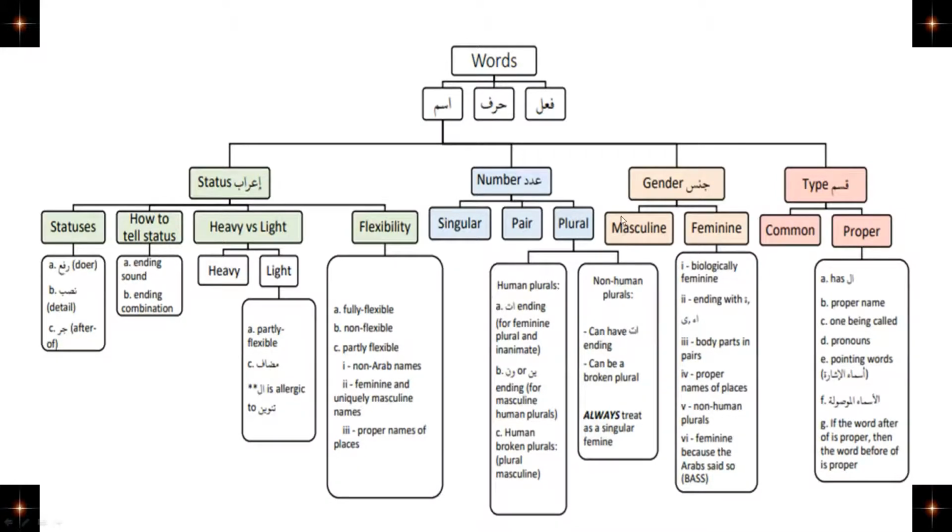And we said by default, all isms, we are still under ism. Note, this whole table is about ism. All isms are masculine except if made feminine by any of these conditions. And then every ism is also common except if made proper by any of these situations. Okay, so this is all about ism.